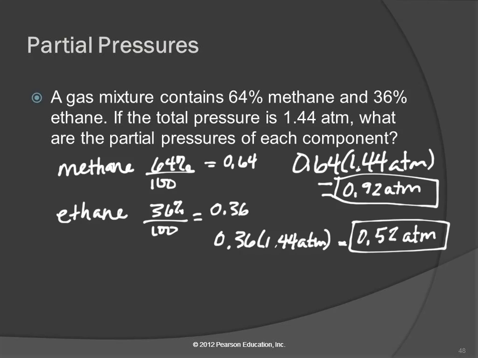You could do problems like this with boxes of fruit, too. If you had a big box of fruit and 36% of it was apples and 64% of it was oranges, and the thing weighed 100 pounds. Well, what's the mass of the apples? What's the mass of the oranges? You do the same thing.